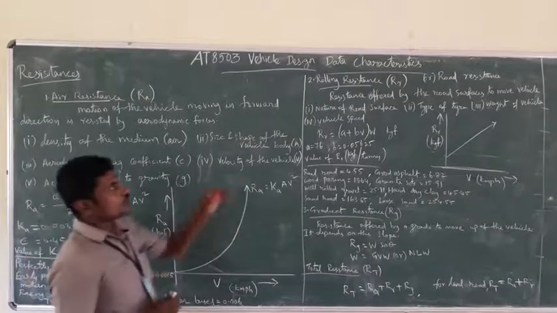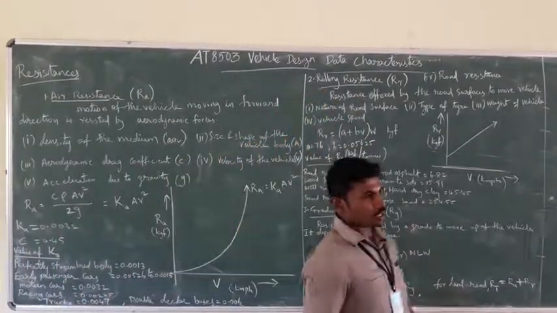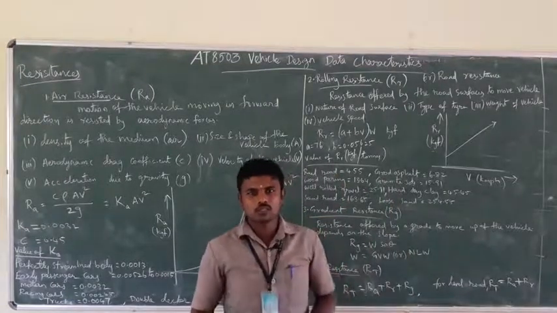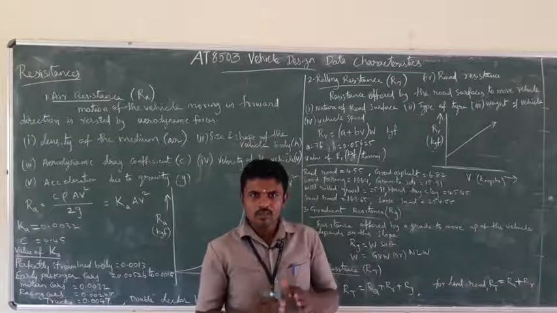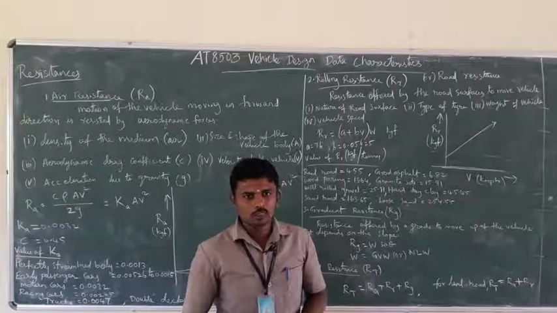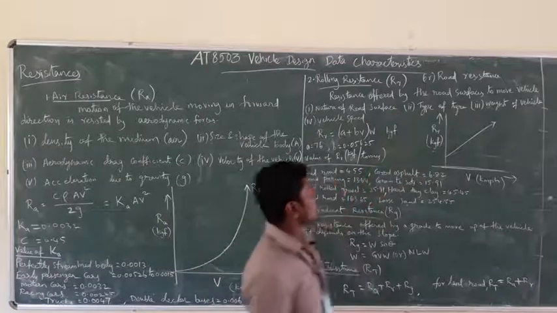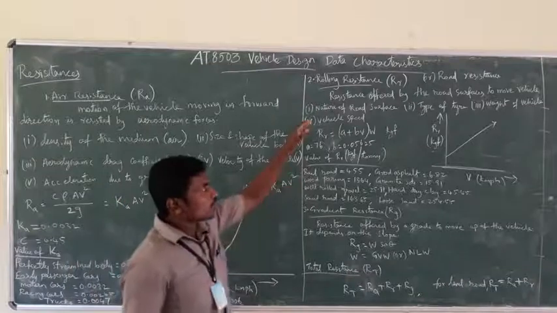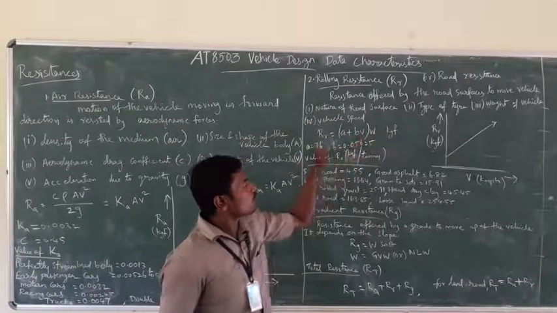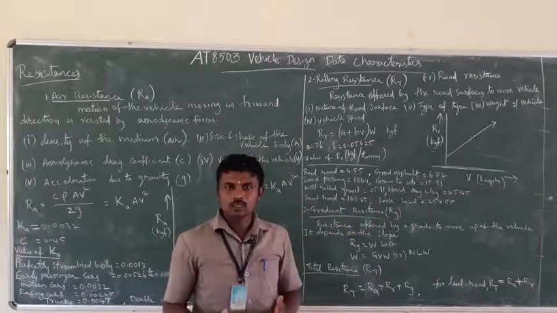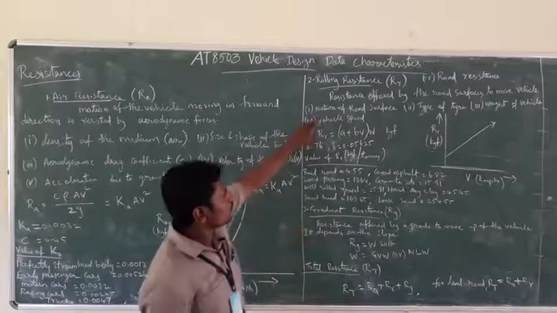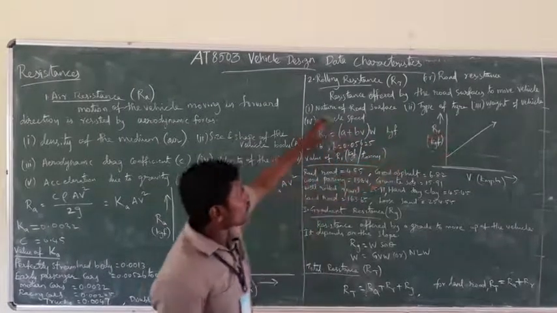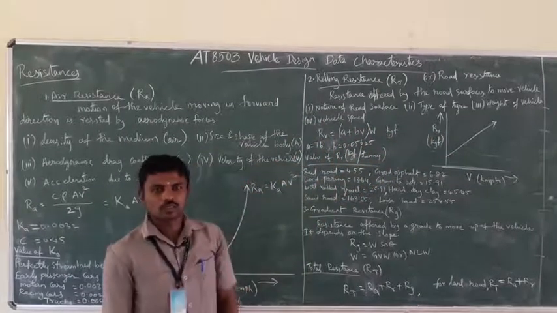Next I am going to teach you rolling resistance. What is rolling resistance? Rolling resistance is the same as road resistance, right? How does it take place? It is the resistance offered by the road surface to move the vehicle. This depends upon the nature of the road surface, type of tire, weight of the vehicle and vehicle speed, right?